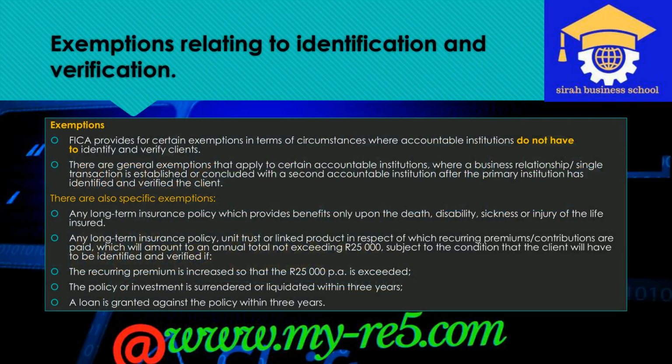Exemptions relating to identification and verification. FICA provides for certain exemptions in terms of circumstances where accountable institutions do not have to identify and verify clients. There are general exemptions that apply to certain accountable institutions, where a business relationship or single transaction is established or concluded with a second accountable institution after the primary institution has identified and verified the client.